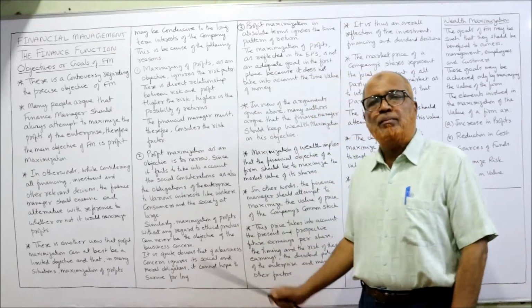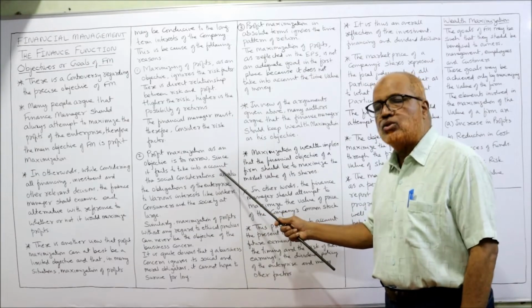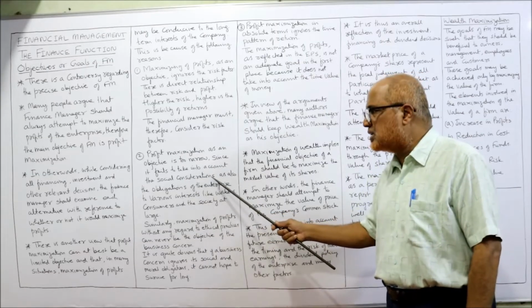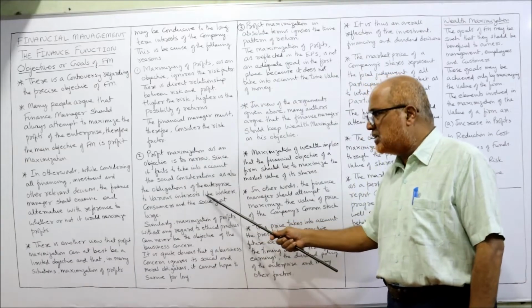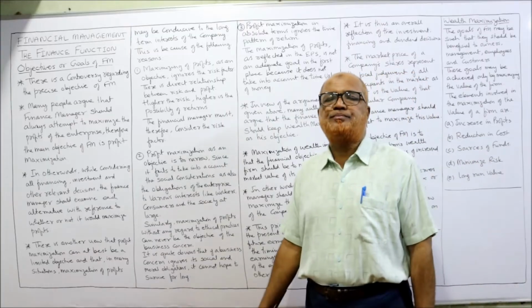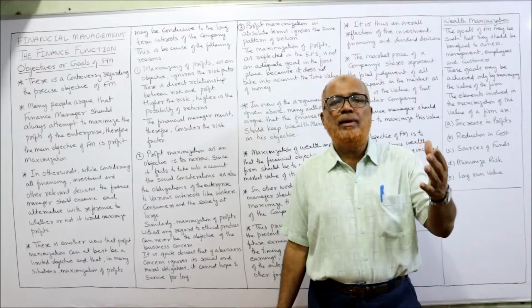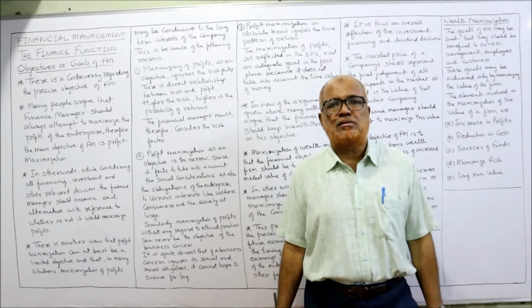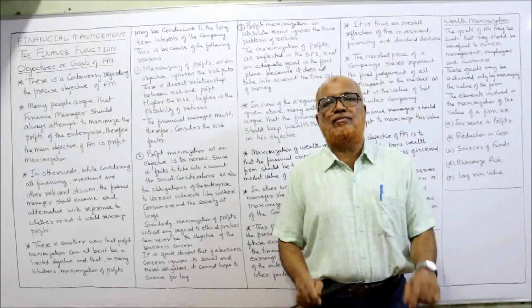So keeping profit maximization as an objective is too narrow, since it fails to take into account the social considerations as also the obligation of the enterprise to various interests like workers, consumers, and the society at large. A business organization has many obligations to different parties. That must also be considered as an objective.